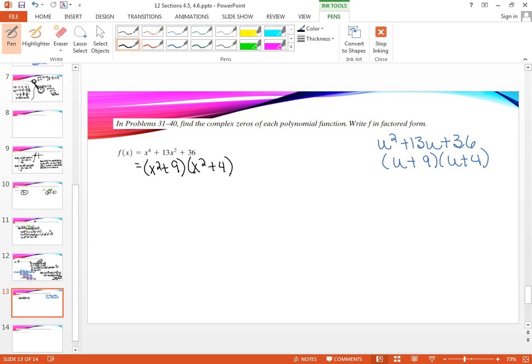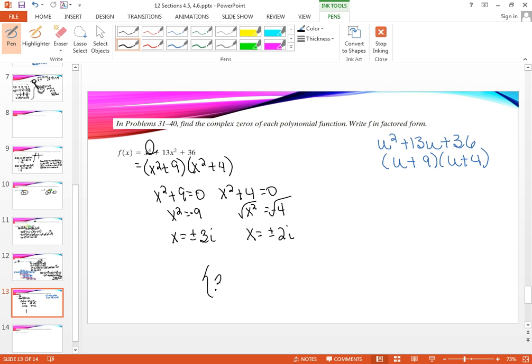Those are both sums of squares, so we can't factor those any further. If we set the baby factors equal to 0, this one gives me x squared equals negative 9. So x equals plus or minus 3i. This one gives me x squared equals negative 4, so x equals plus or minus 2i. So it's degree 4. I'm looking for 4 zeros. One of them is positive 3i. The other one's negative 3i.